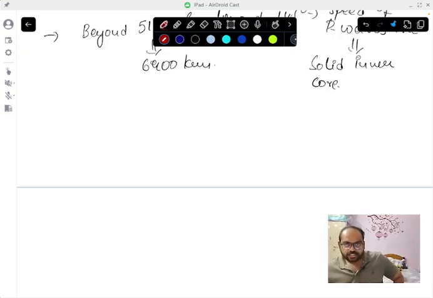These are the types of earthquakes. So I will stop here, and in the next class I will give you the diagram of the interior of the earth, and we will talk about volcanoes and formation of minerals and rocks, and then we will start geomorphology or geomorphic processes. Thank you.